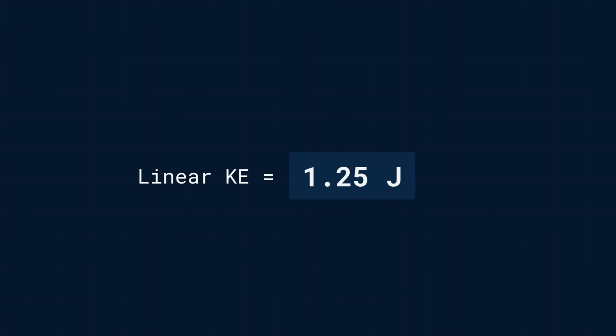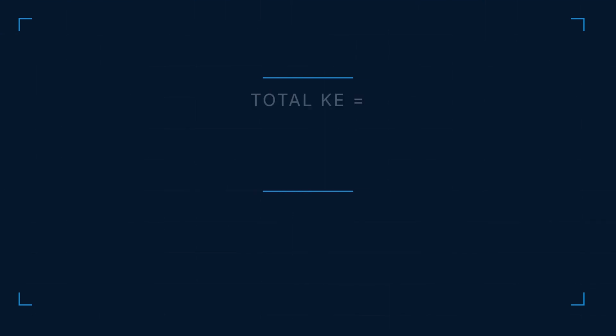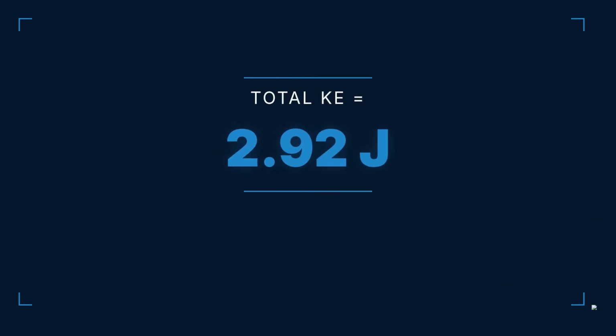The lin.ke equals 1.25 joules, which is the linear kinetic energy of the link's center of mass. The total Ke equals 2.92 joules, combining both energy components.